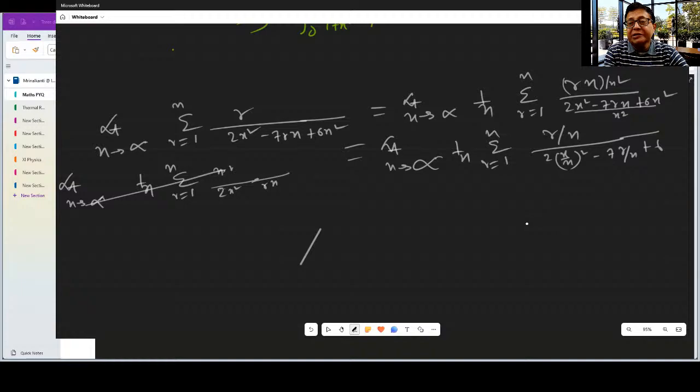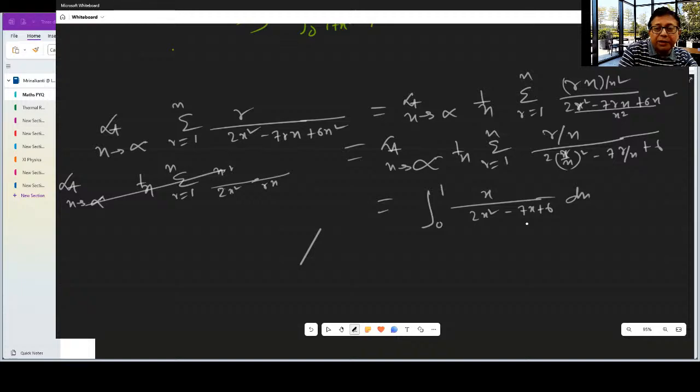It was a typing mistake. It will be 2r square. Okay? 2r square. Now it's fine. So there it will be integral 0 to 1 x by ... dx. I hope all of you will be able to do it. How to do it? You can use partial fraction.